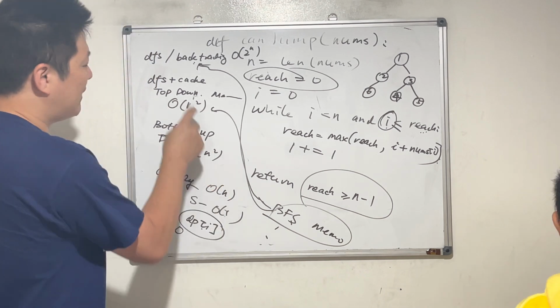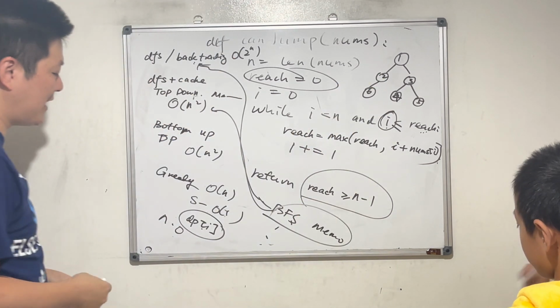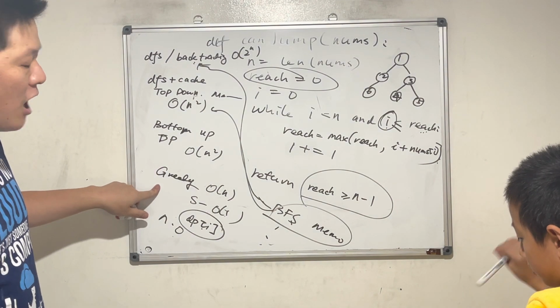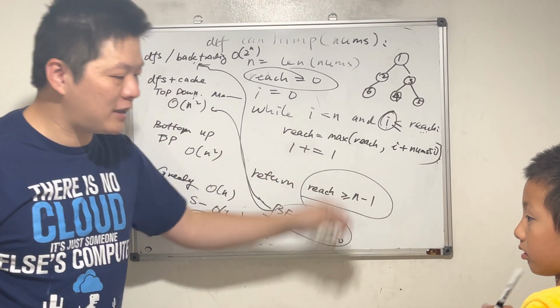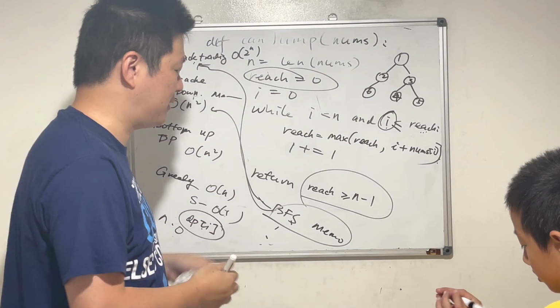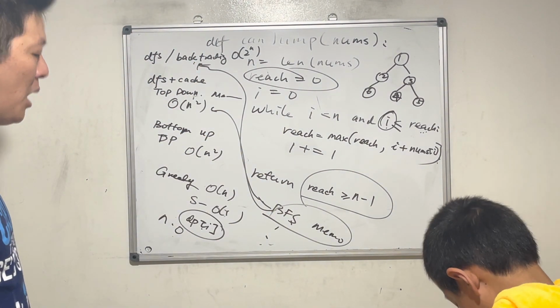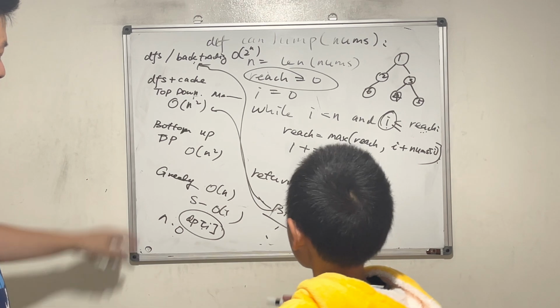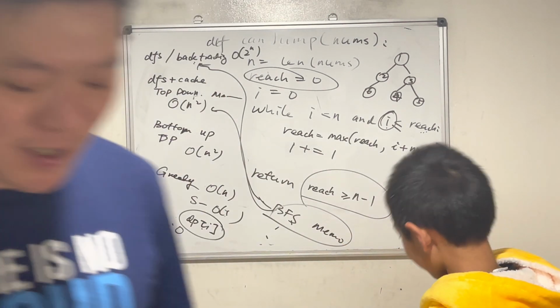The most important thing is the cache, because we don't want to calculate it again and again. And the most optimal solution for this problem is greedy, because we just go through the array once and that's it. So it's linear O(n). Which one is the best? Greedy, obviously, because it has less complexity. Well done today. Good job.